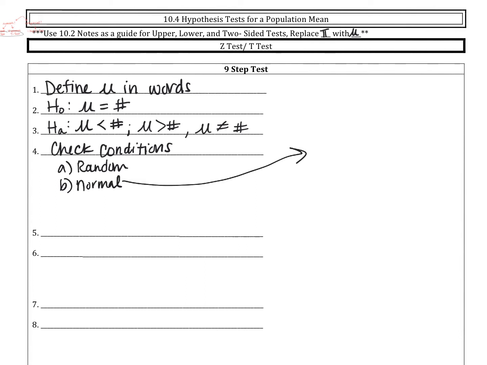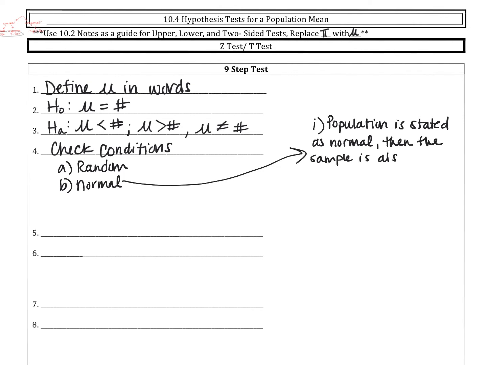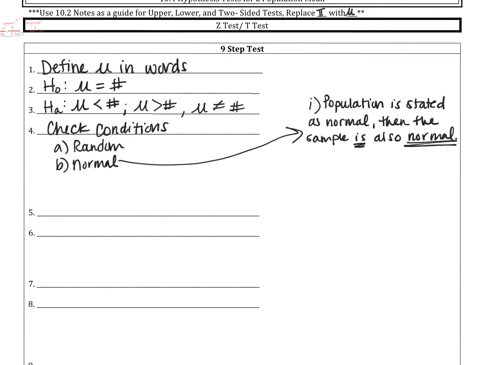Way number 1 is the best way. And this is if the population is stated as normal, then the sample is also normal. So it is normal. Okay, but that doesn't happen all the time.